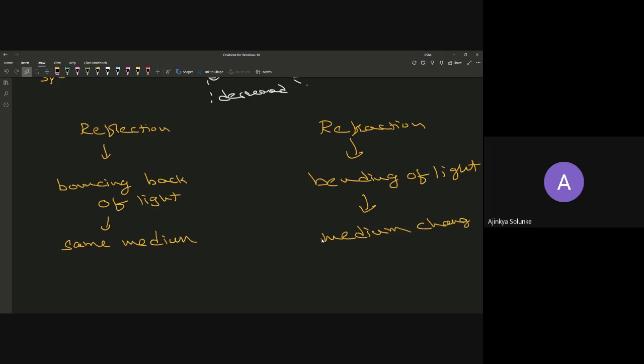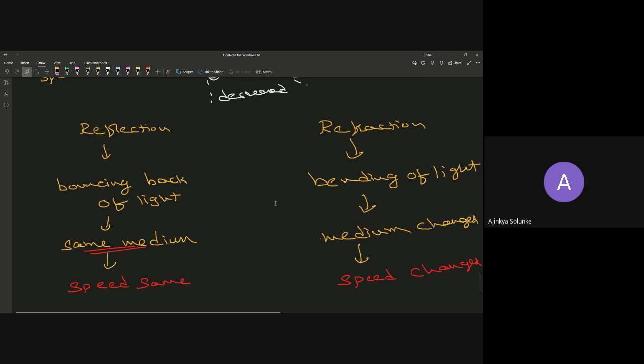What about the speed in refraction? Speed changes. What about reflection? Speed is same, because the medium is same. It is not changing medium. So if the medium is not changing, the speed will remain same. It's traveling in air only or water only, so speed is not going to change. So I hope you're understanding the difference between the two.